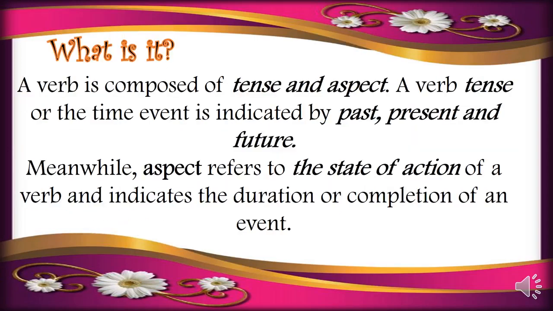Now, what is verb? So, verb is composed of tense and aspect. A verb tense, or the time event, is indicated by the past, the present, and the future. Meanwhile, aspects refers to the state of action of a verb and indicate the duration or completion of an event.